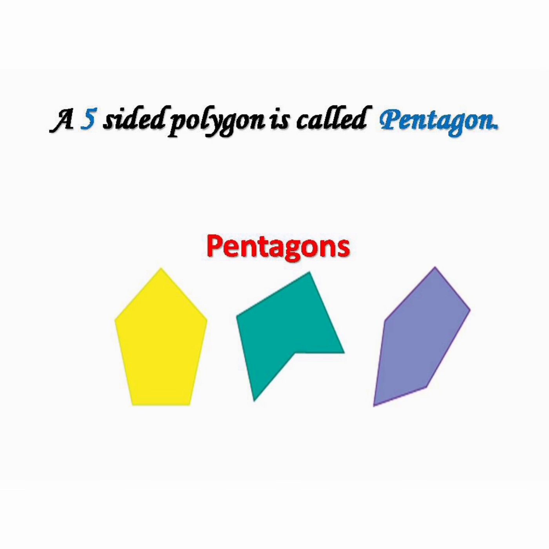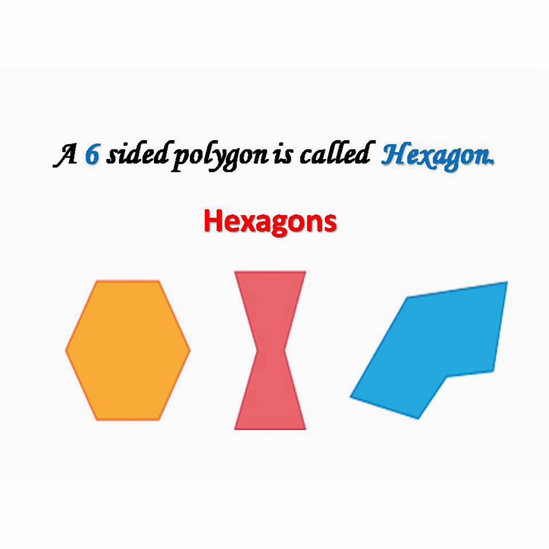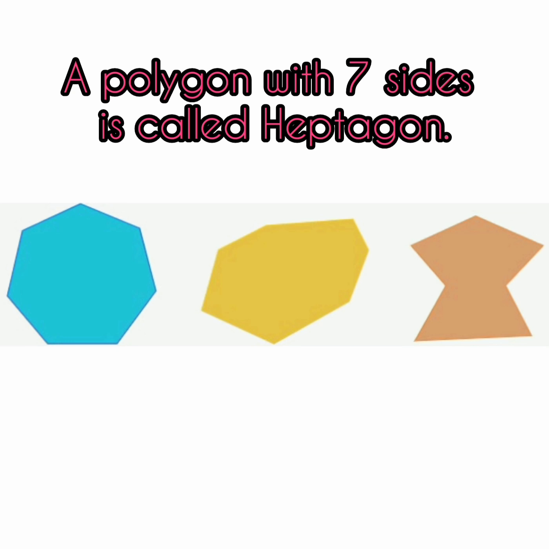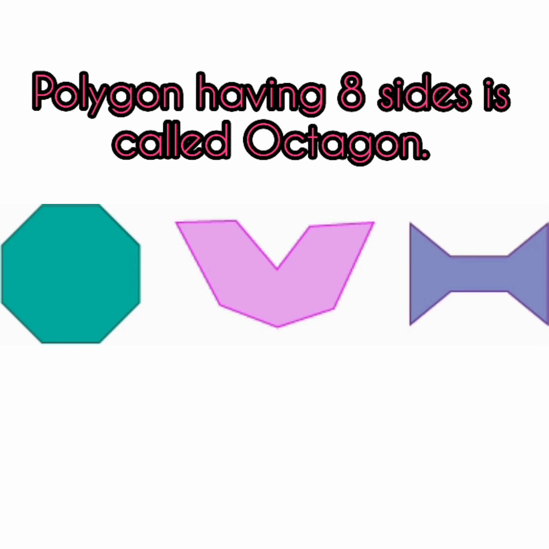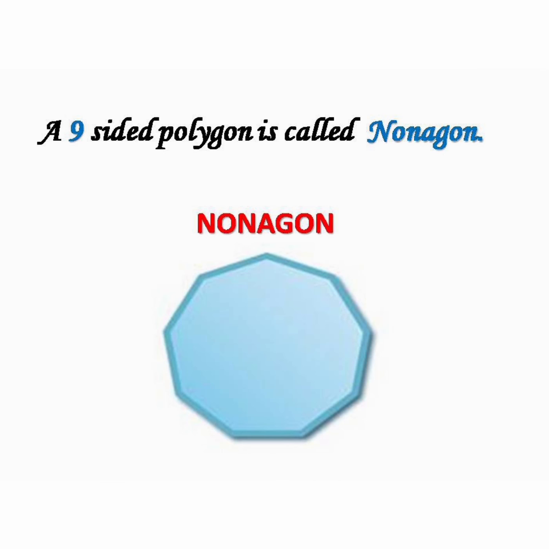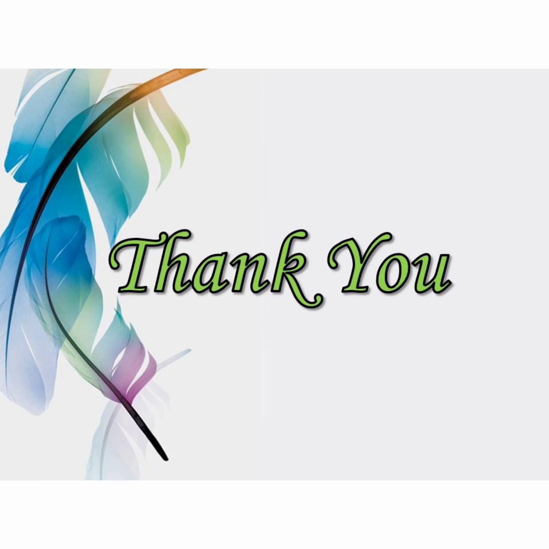A polygon with five sides is called a pentagon. A polygon with six sides is called a hexagon. A polygon with seven sides is called a heptagon. An eight-sided polygon is called an octagon. A nine-sided polygon is called a nonagon. That's all for this video.